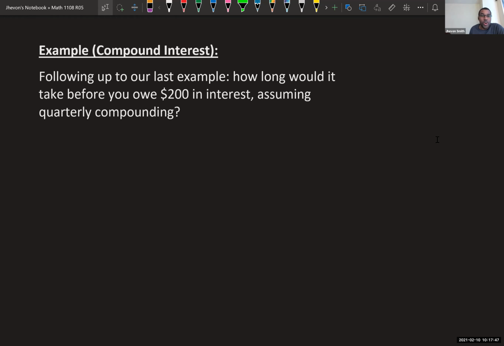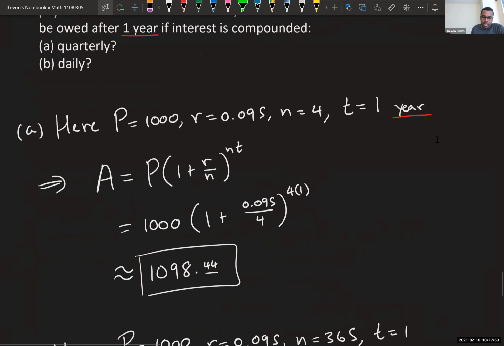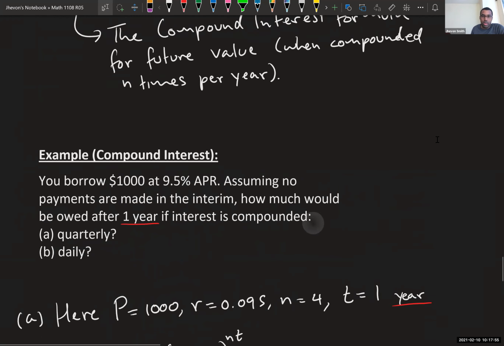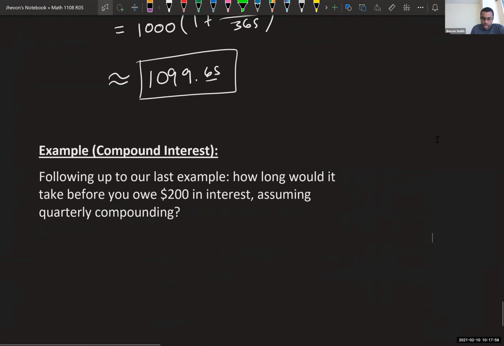Okay, so following up on our last example, right? Same situation as in this example, you're borrowing $1,000, 9.5% APR, okay? We're assuming quarterly compounding here. So we're in part A of the last example. How long would it take before you owe $200 in interest? Let's say you decide ahead of time, you know what? I don't want to pay back more than $200 in interest. Paying back more than 20% of what I borrowed is too much for me. I don't want it. How long can you keep that loan before it hits that value?